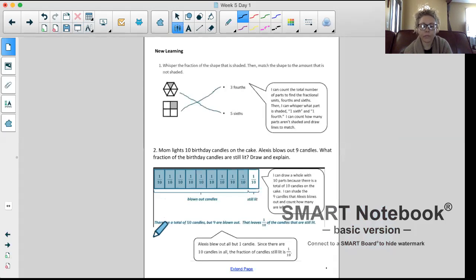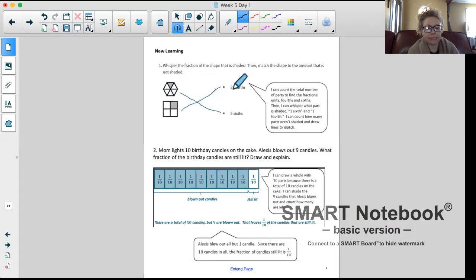So this is in your packet, so you should see this now. This is to whisper the fraction that is shaded. So this first figure here, this hexagon, 1/6 is shaded. So hopefully you whispered 1/6. If 1/6 is shaded, how many sixths are not shaded? 5/6. So you should draw a line there, just like they have in their example. Here, the square, 1/4 is shaded. How many fourths would not be shaded then? 3/4. So they have their line there.